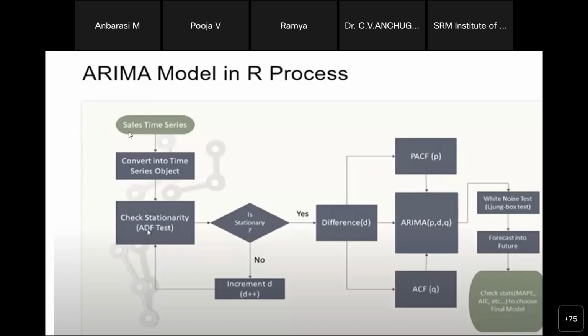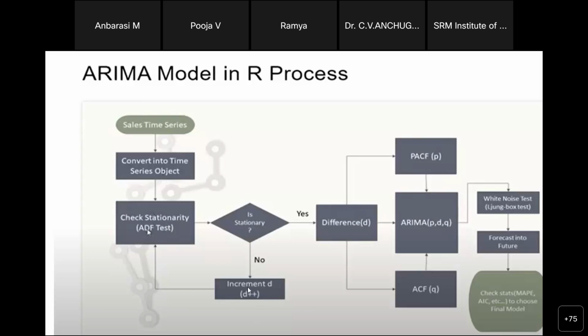Again, I repeat. First we have to feed the data, and convert the data into stationary. If it is not stationary after applying ADF, sometimes you will not get stationary values, so again we have to increment the D value and convert it into stationary. Once the data is stationary, that means the mean value and the variance value should be the same for the entire time series. If there is a difference, then again we have to find it out.